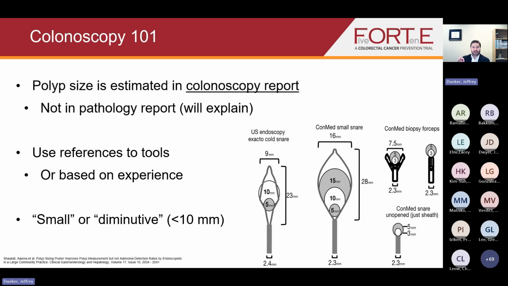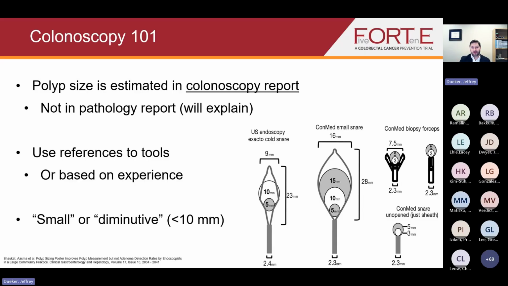And for the purposes of FORTE, the size the endoscopist says the polyp is the source of truth for what size the polyp is. You may also see terms like small or diminutive or other words. These are all allowed. They are considered to be less than 10 millimeters. This is language that we've developed in our field: small really refers to something that's not an advanced adenoma, which by definition is 10 millimeters or greater, or 1 centimeter or greater.